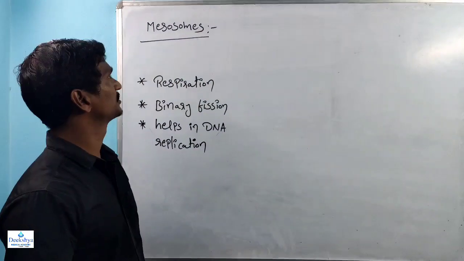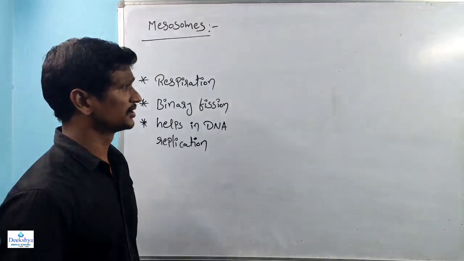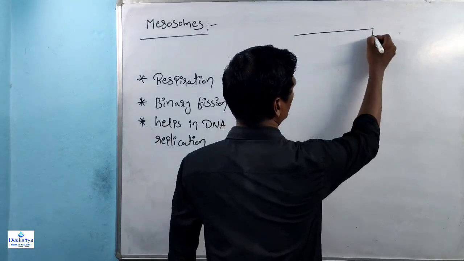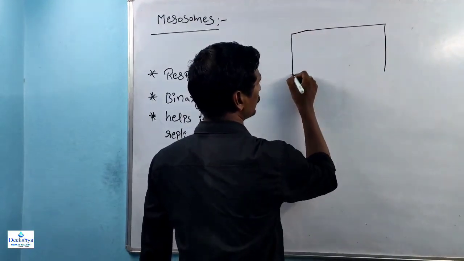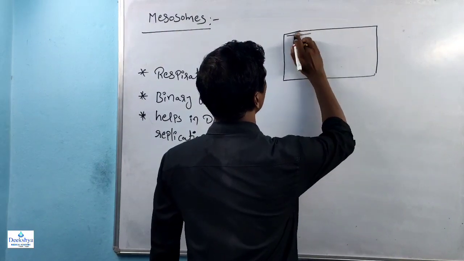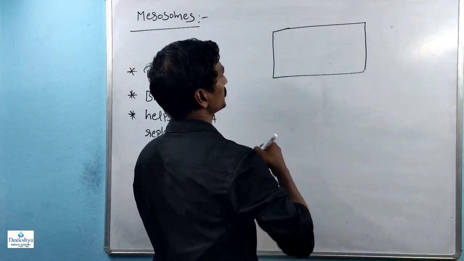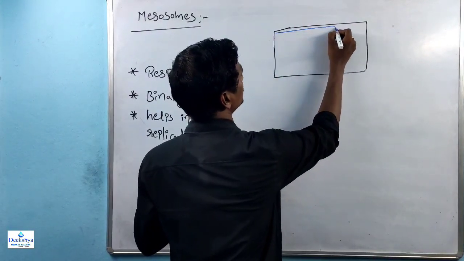Coming to the next topic, which is related to the plasma membrane. This one is the mesosome. This is one of the bacteria. The bacteria contains a cell wall. Inside the bacterial cell wall, there is a plasma membrane structure.